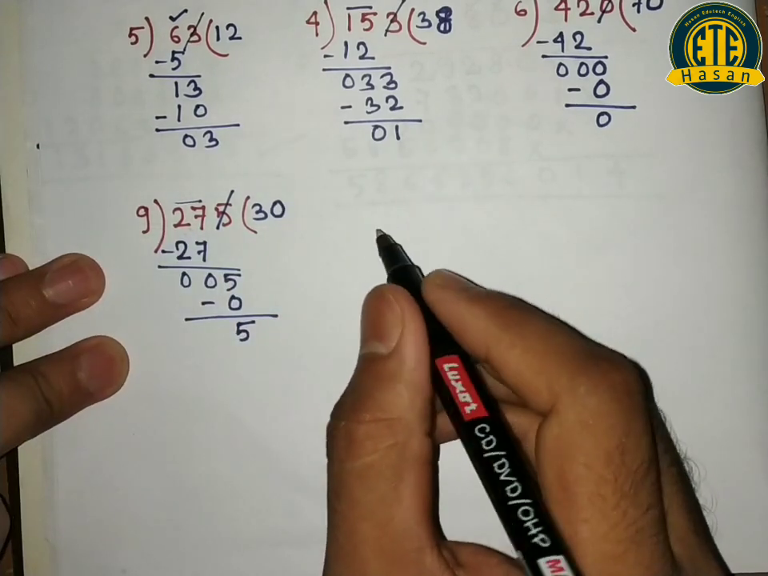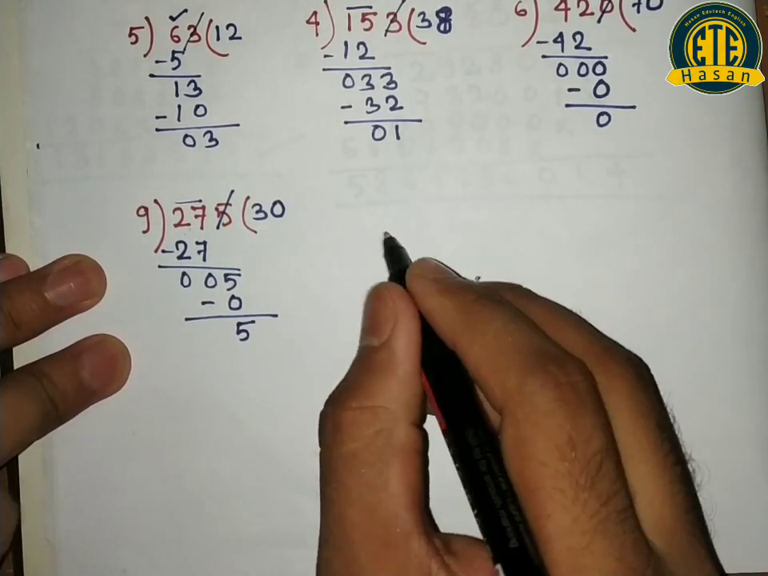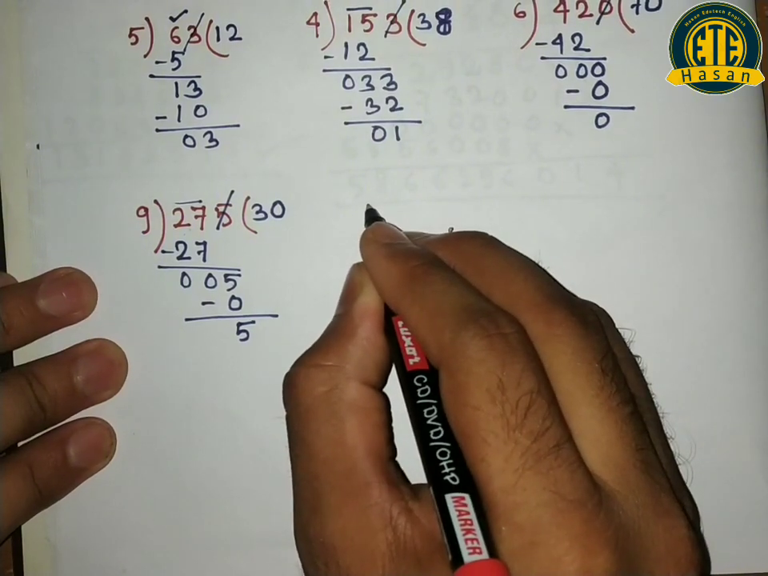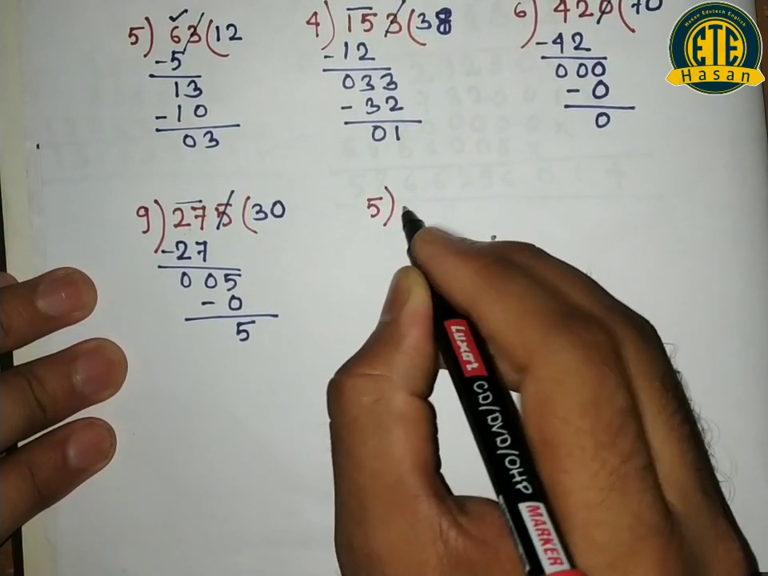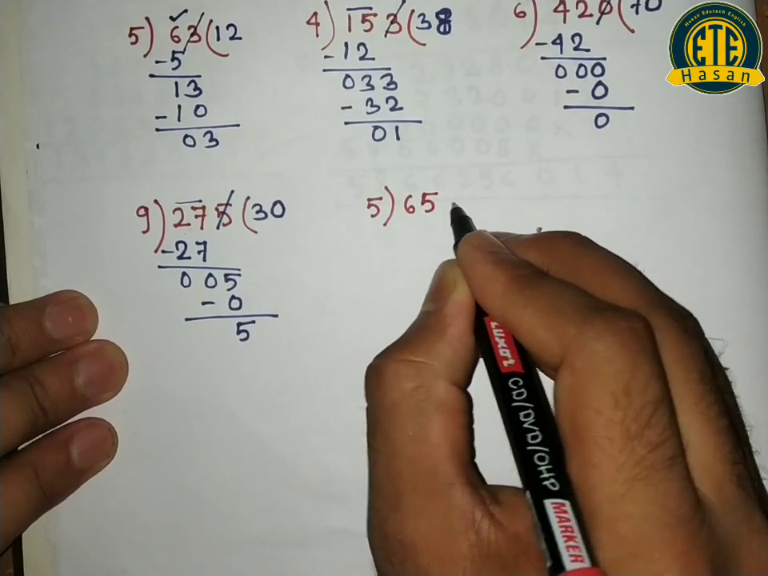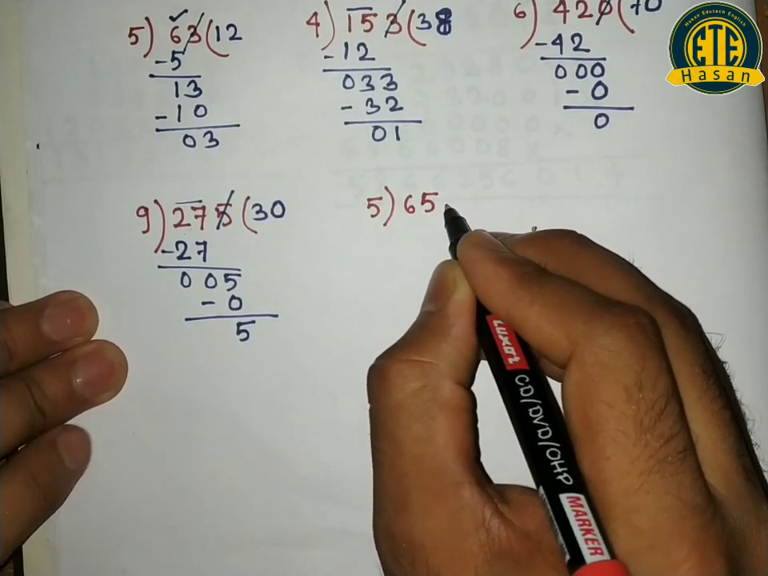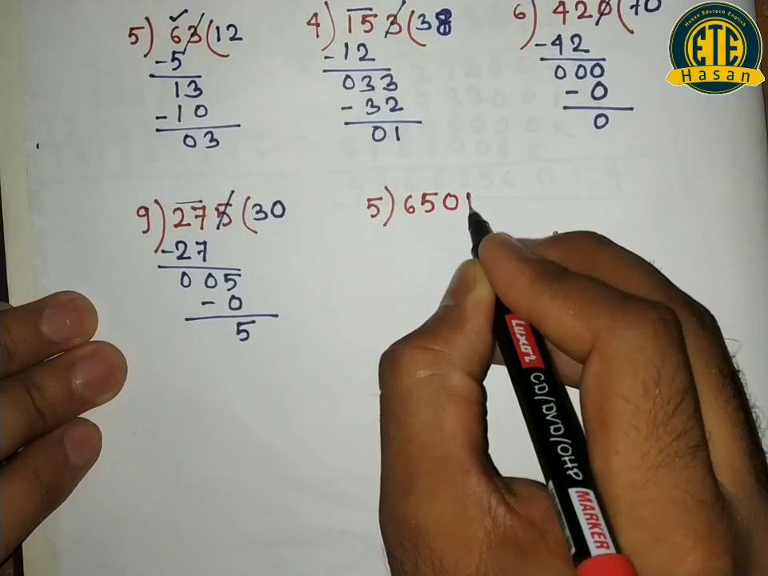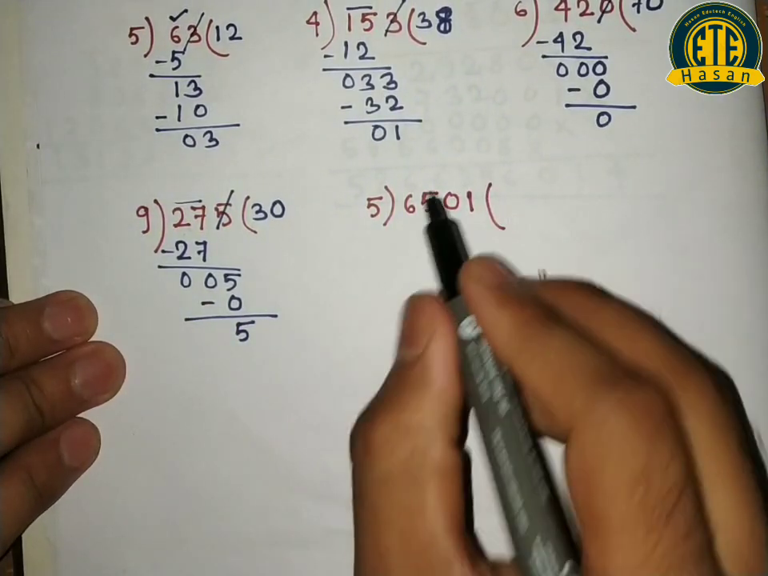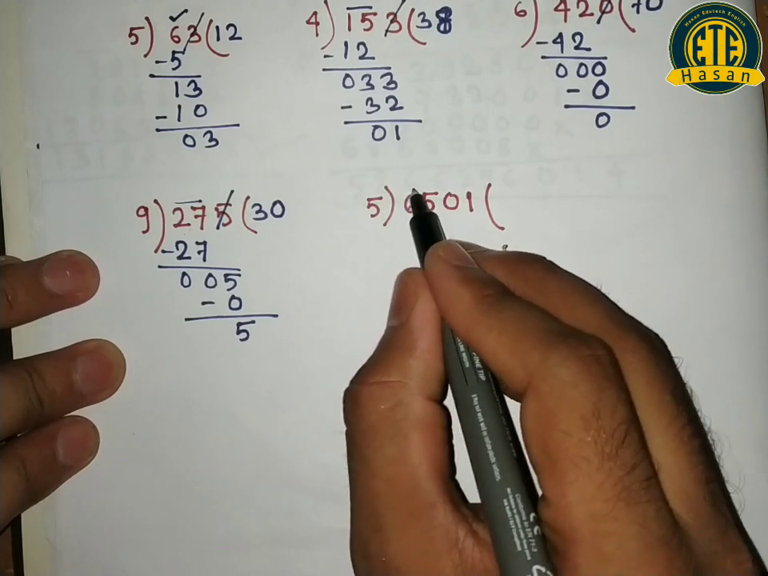And then take another example. What is 6501 divided by 5? Let's divide it. Firstly I will take two numbers.